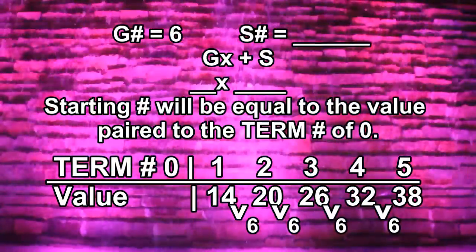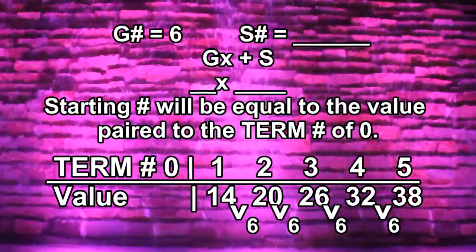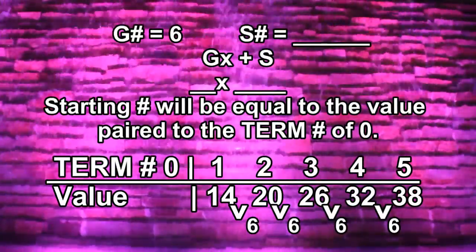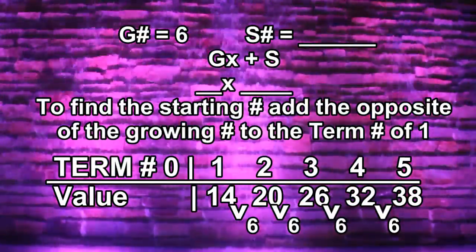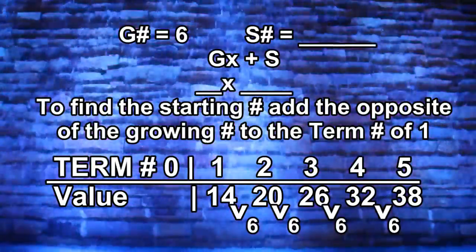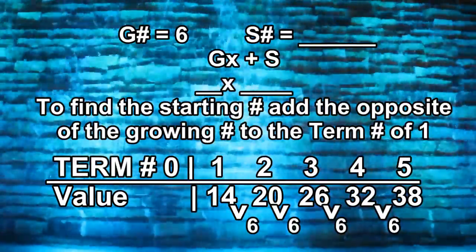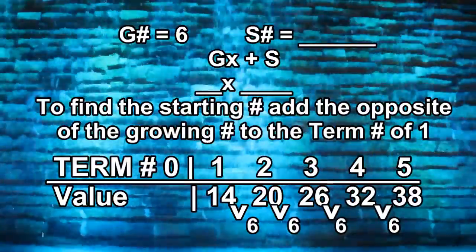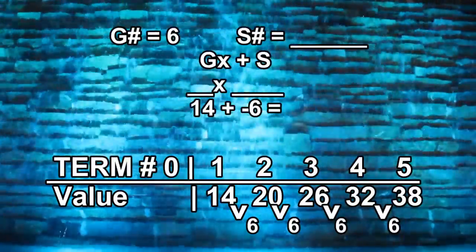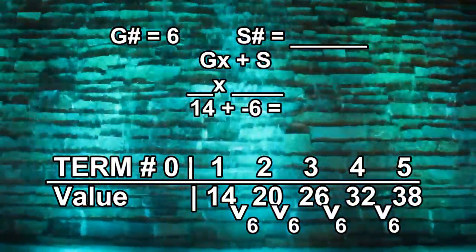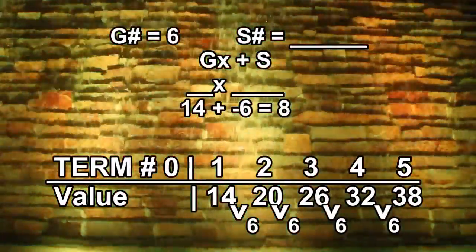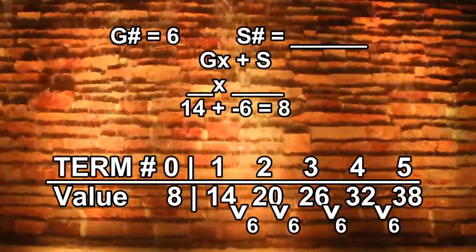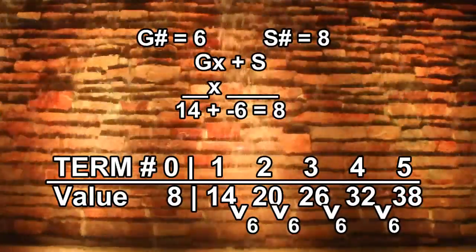Add 0 to the left of 1 in your term number position. Now that we've added a term number of 0, remember to get the starting number, add the opposite of the growing number to the term number of 1, which is 14. To get the starting number, we need to add 14 to the opposite of the growing number, or -6. 14 plus -6 is 8. So our starting number is 8.